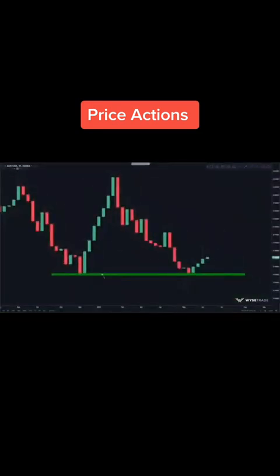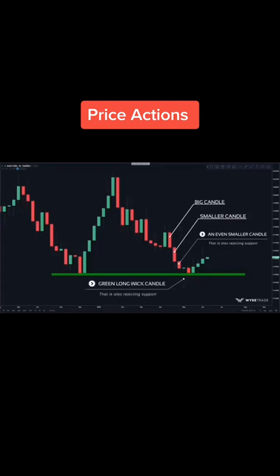Here we have the Aussie dollar. This is a key level of support. As you can see from when price got here last, it hit and reversed upwards. So as price approaches this level again, we have a big candle, then a smaller candle, an even smaller candle, which is also rejecting support. And then we have this beautiful green long wick candle rejecting support. And then followed by another great inside bar candle rejecting support as well. And as you can see, price bounced upwards, which would have presented a great trade opportunity through the intraday timeframes.